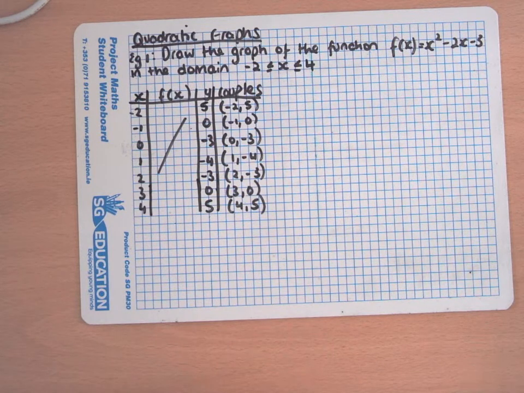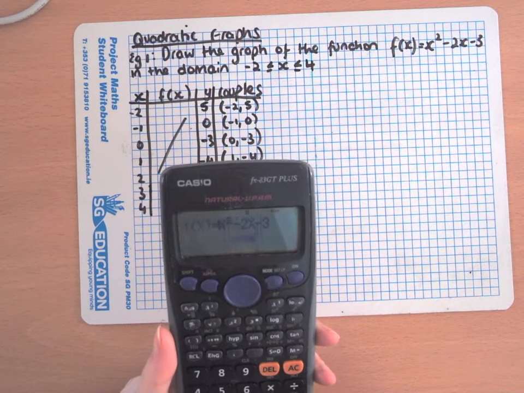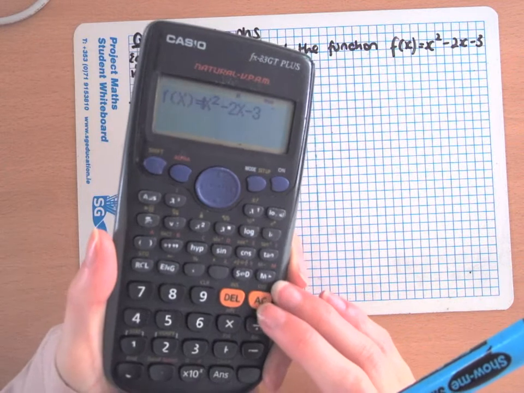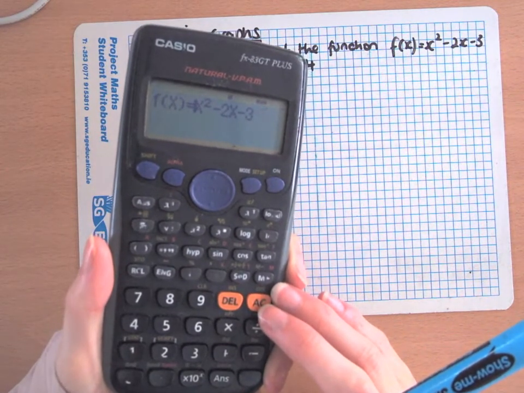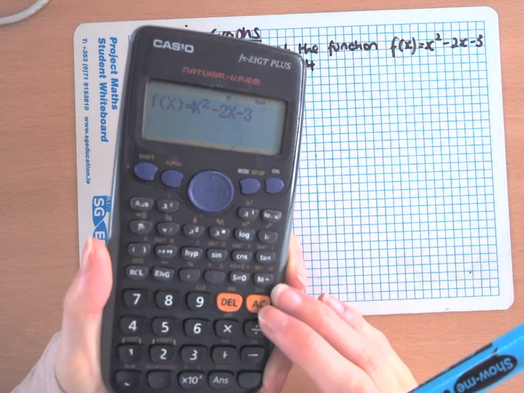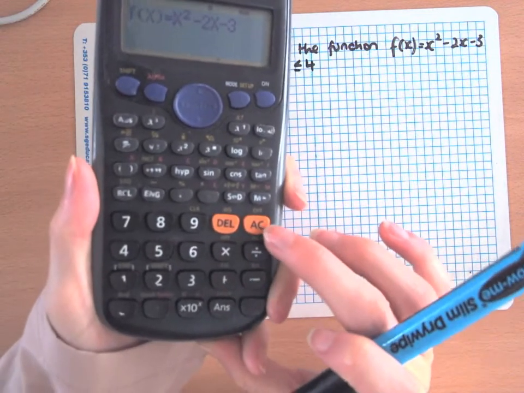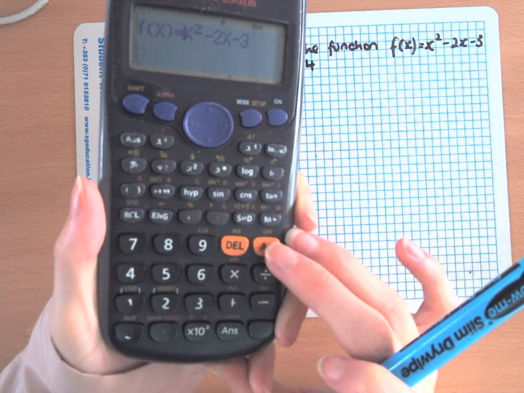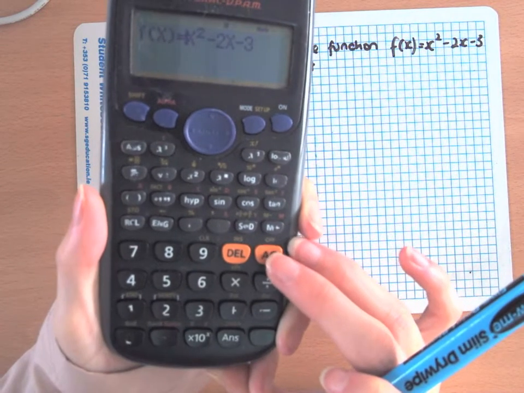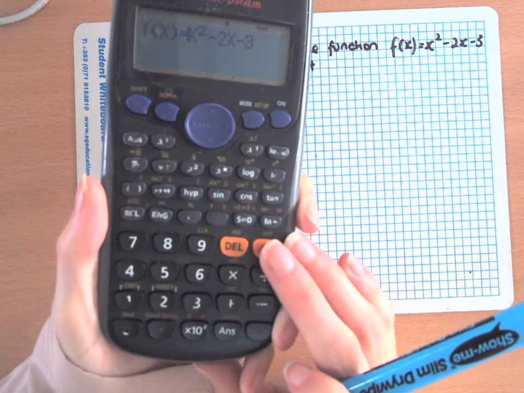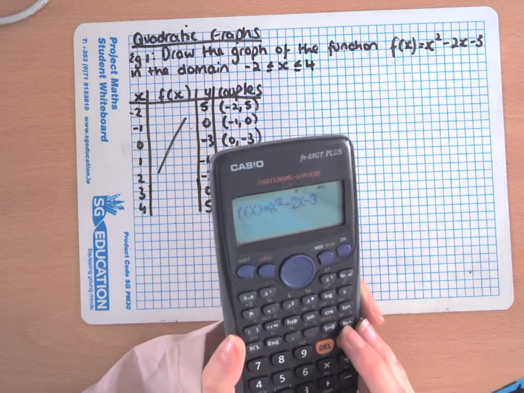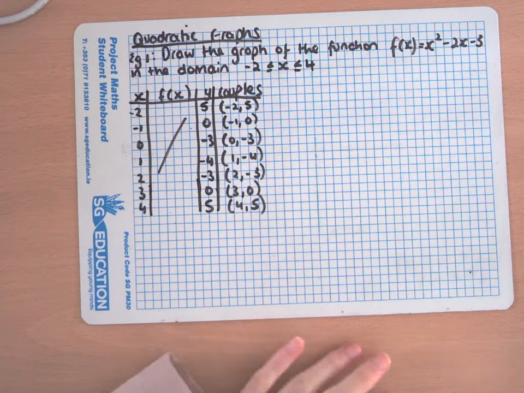Okay, so will you press AC for me? And can you double check that you have x squared minus 2x minus 3? Look here, it's like this button down here. X squared minus 2x minus 3. Oh, no, okay. Perfect. Okay, so then you can just go and change it.